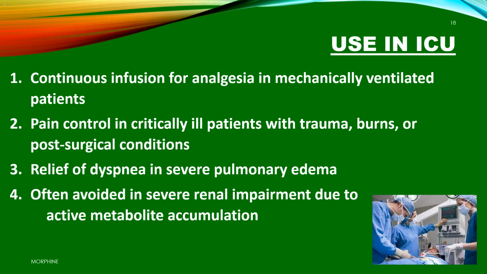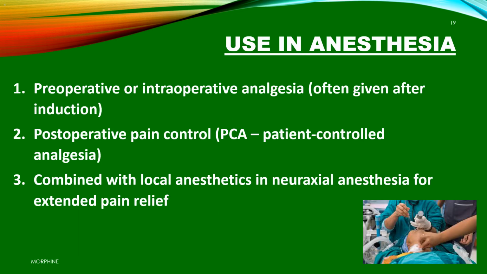4. Caution in renal impairment. Morphine is often avoided or used with caution in patients with severe renal impairment due to the risk of accumulation of its active metabolite, morphine 6-glucuronide, which can lead to increased sedation and respiratory depression. Use of morphine in anesthesia.